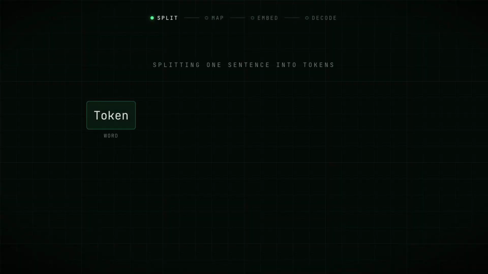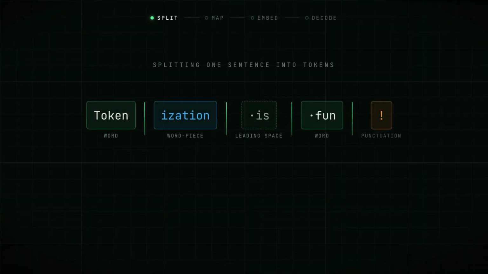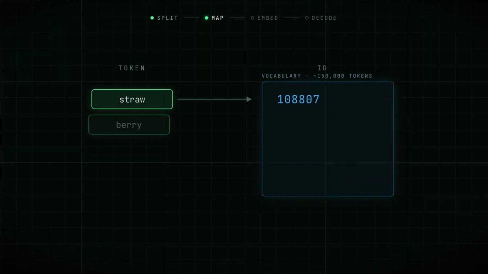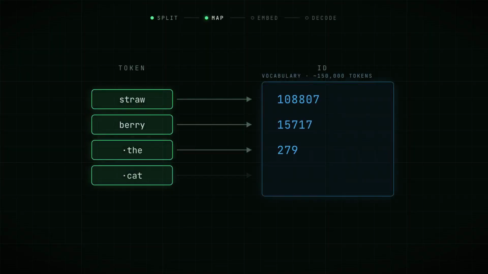So a token can be a whole word, a word piece, a leading space, even a punctuation mark. On average, one token is about 4 characters of English. Step 2. Map. Every token has a fixed ID number from a dictionary the model was born with, often around 150,000 entries. The piece straw might be token 108,000.